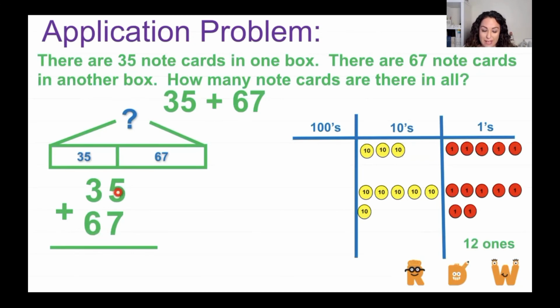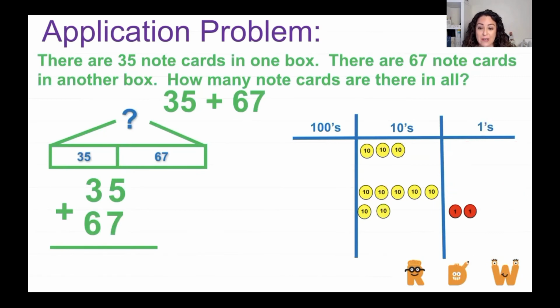Remember, I have 5 plus 7, and when I have 12 ones, I need to make a new group and make a 10. So there's my new 10. So when I write it in my algorithm, I'm going to write 2 ones, and then I'm going to write my new group below. And there it is. So I have 1 ten and 2 ones, and here it is, 1 ten and 2 ones.